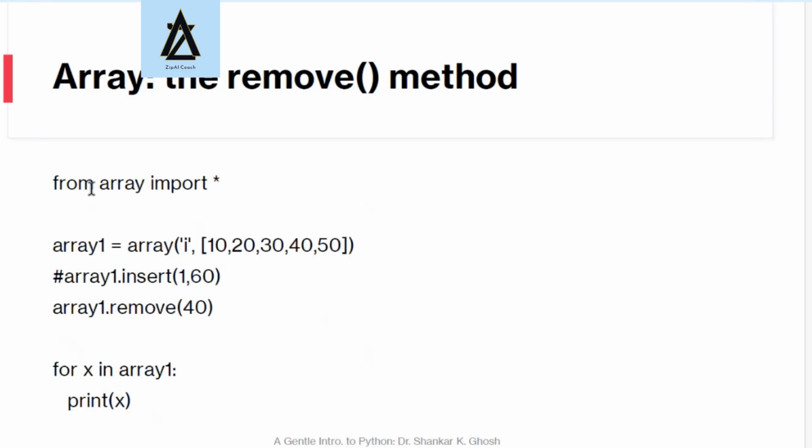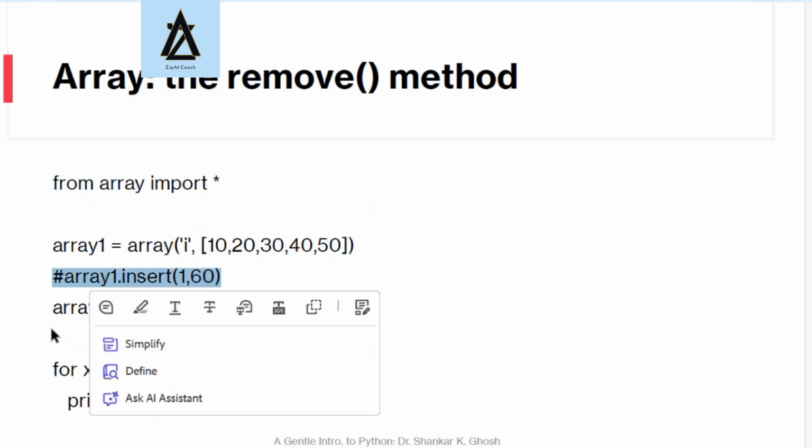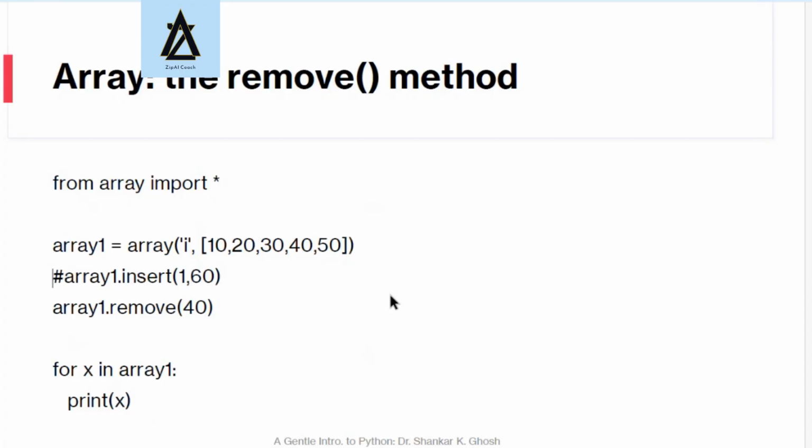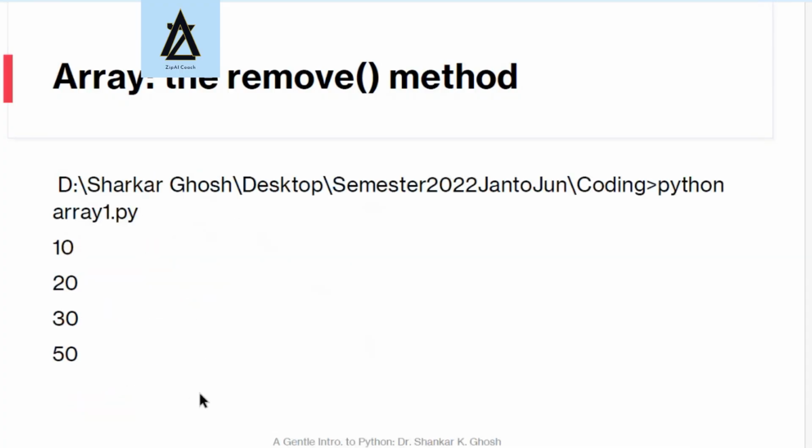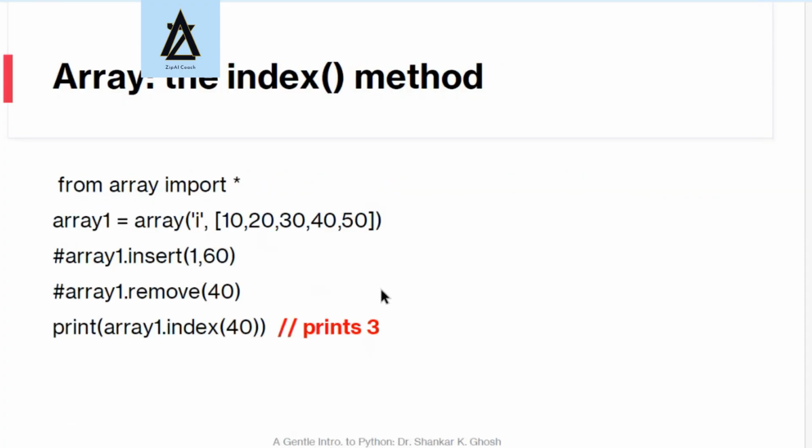Now, let's say you want to remove something. You inserted one element, right? So now you put a hash. Hash means you are not doing that; basically, commenting, so you do not want to compile that particular statement. Now you write array1.remove(40). So the element 40 will be removed. And then you print, you'll see 40 is gone.